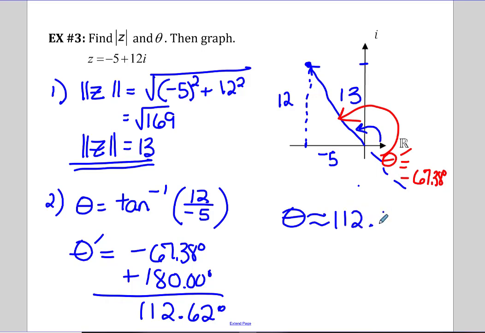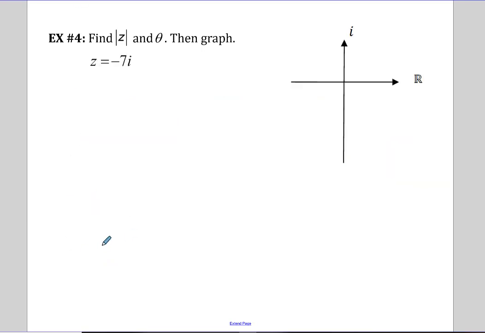So our theta is about 112.62 degrees, right? Because it's given us this angle here, which is the measure of that inside there, and we are up here at 112 degrees. So magnitude 13 and direction angle 112.62. So here's one for you to try.